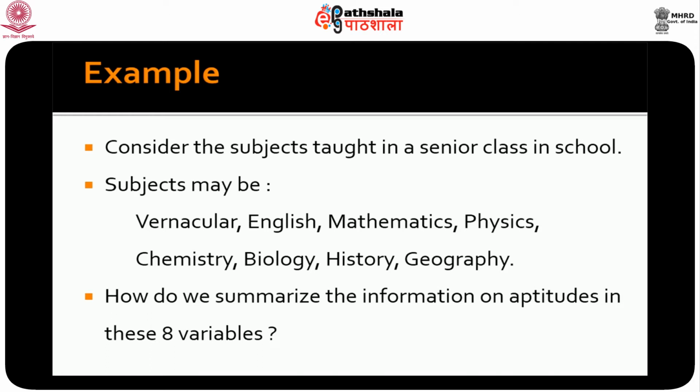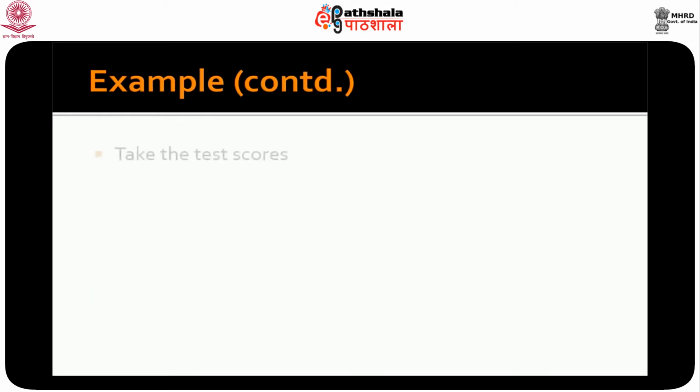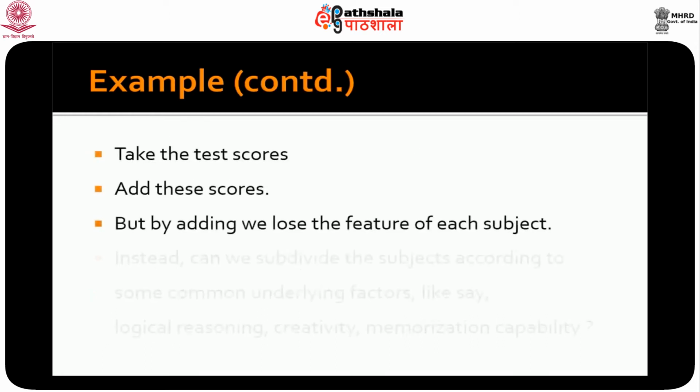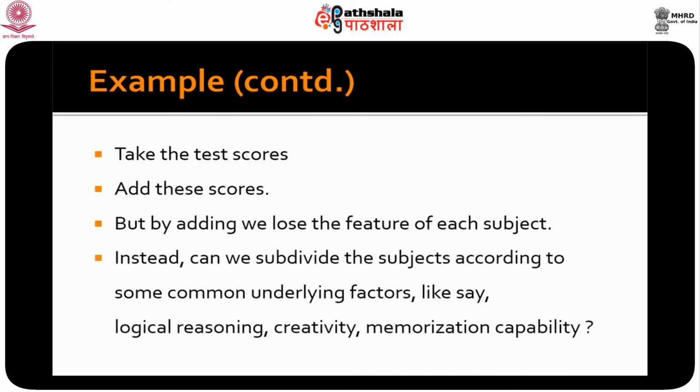Now, if you look at these 8 subjects, these 8 subjects require different types of aptitude. But how do you know whether a student is good or bad? What we do is we take the sum of the marks and then rank the students or grade them, etc. But we take the total of the marks that they get in the different subjects.